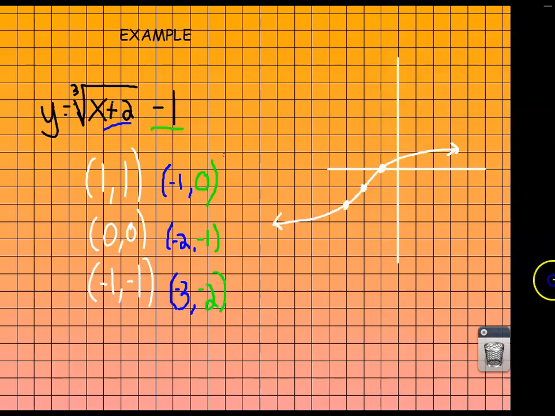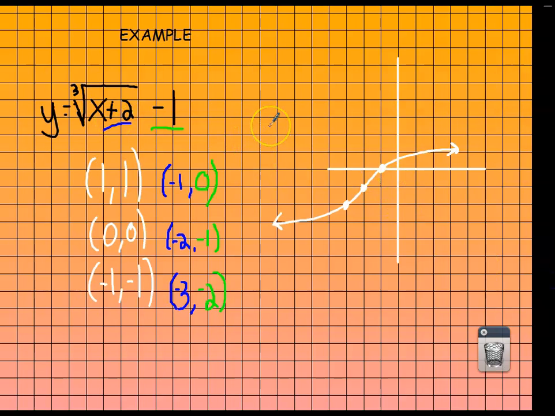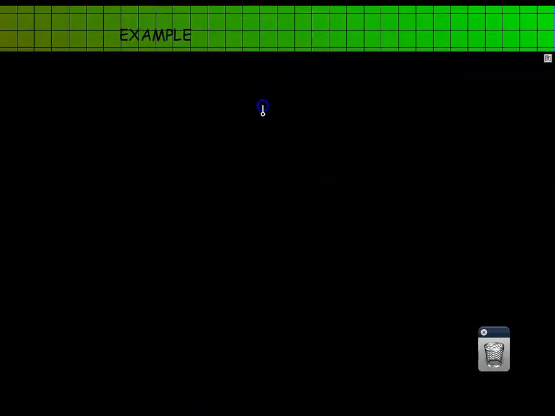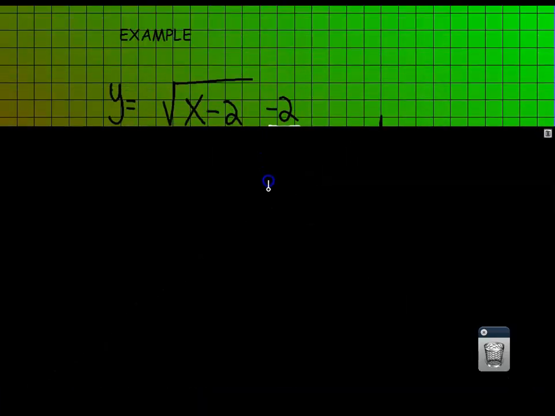Now I plot these points. Why does my graph go in both directions? Because I'm allowed to have a negative due to that cube root. All right. Moving on. I'll give you a couple seconds on this problem to identify it and talk about the points in the graph.